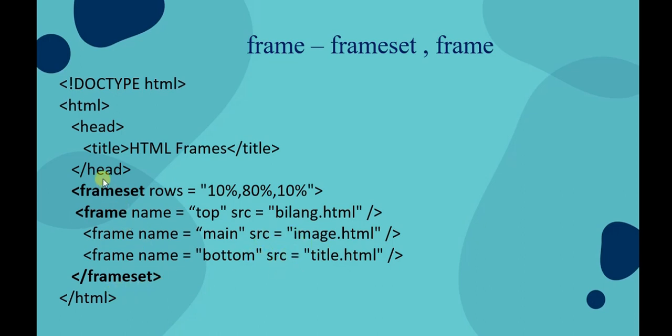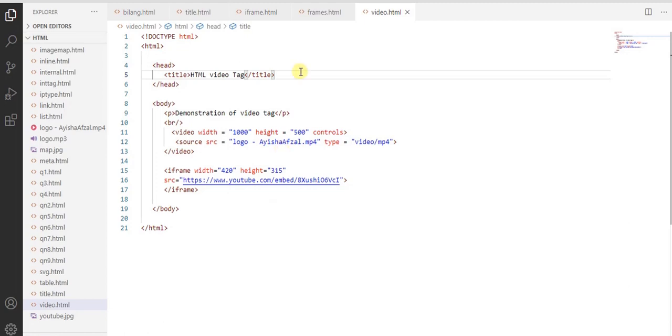Now we have set our frame. What we did in our web page is divide it into 3 rows, like 10%, 80%, and 10%. In each and every frame, we named it and gave some source. Let's see how it works.